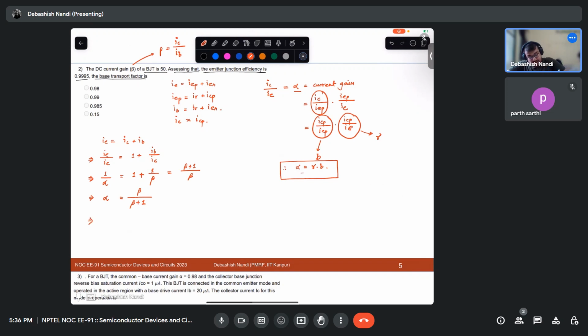Alpha, we know, is gamma into B. So what will be my B? B will be nothing but beta over gamma times beta plus 1. So what is beta given in the question? It is given as 50, so 50 over 51 into, what is your gamma given?